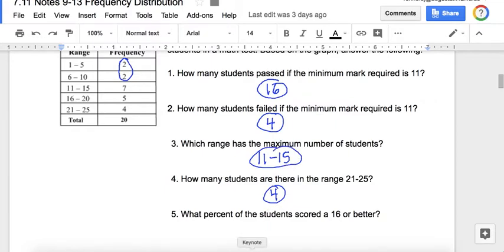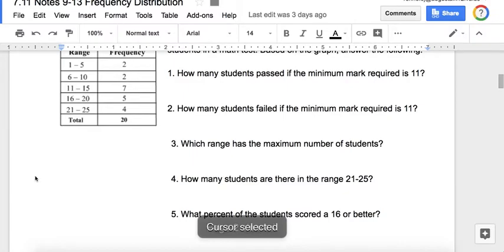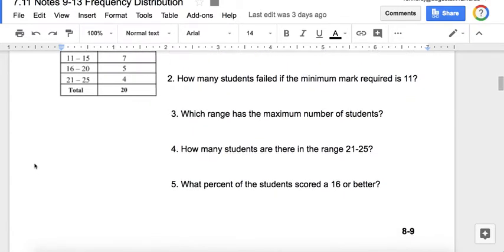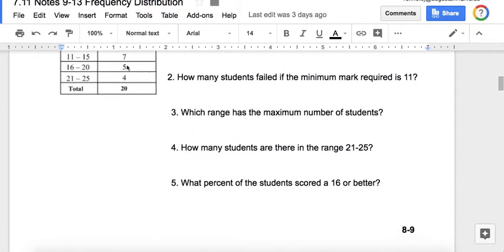And it says what percent of the students scored a 16 or better. So I'm going to scroll down a bit here, so I have a little more room. And if they scored a 16 or better, I'm looking at any ranges that have 16 or greater in it. So it's this one and this one. So I look at the frequency. 5 plus 4 is 9. And the table told me there were 20 students, so 9 out of 20.